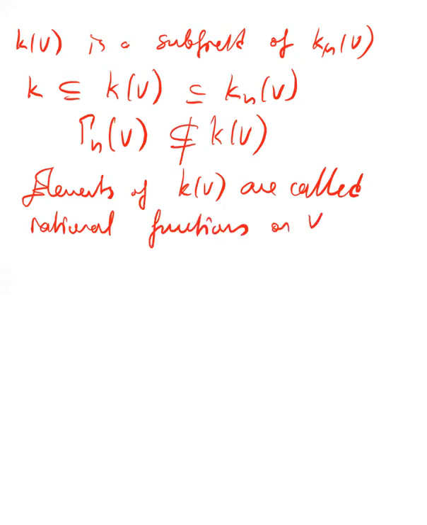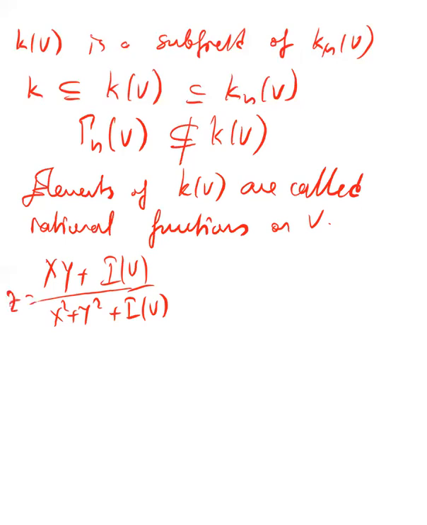And we, for example, as we defined above, for any point, this x squared plus y squared plus I, at the zero set of I. So if you take a point at I V, of course, this function z can be defined at that point. So this is in K(V). This is denominator z squared. Okay.